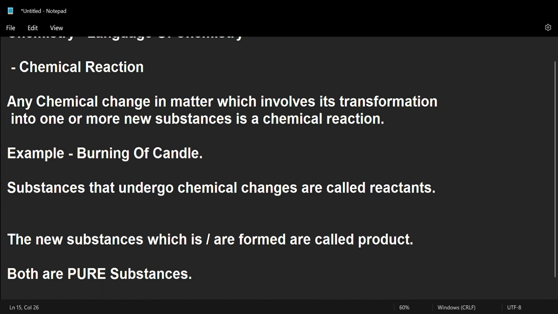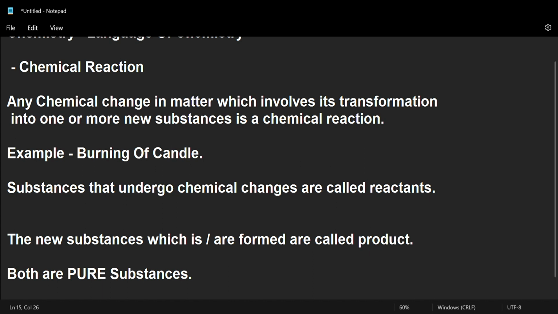Let me revise this again. During a chemical reaction, atoms of the reacting molecules rearrange themselves to form one or more new products. Atoms of a molecule rearrange themselves. So this is what happens to the reactants during a chemical reaction.